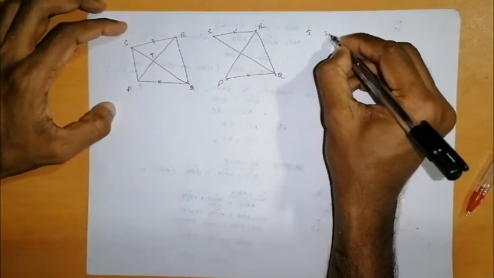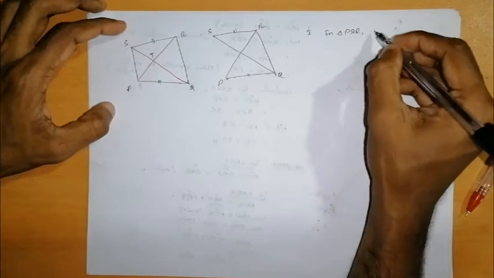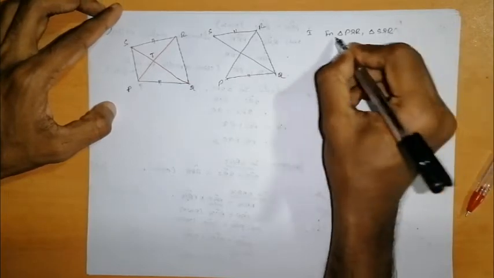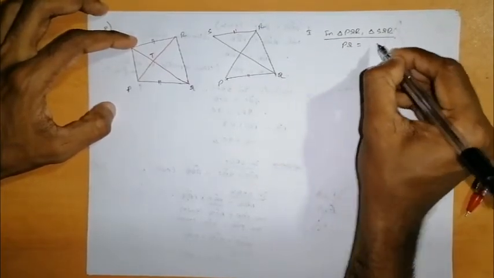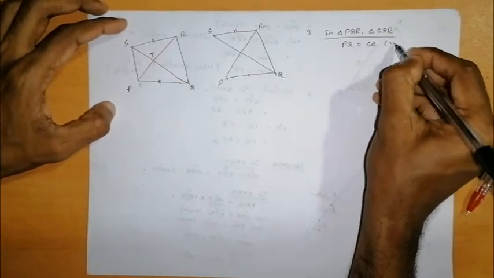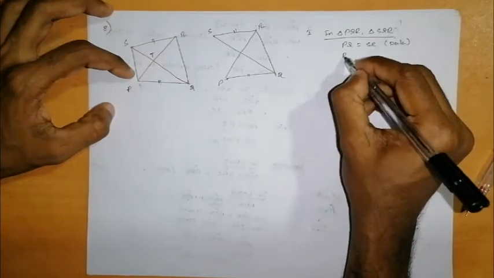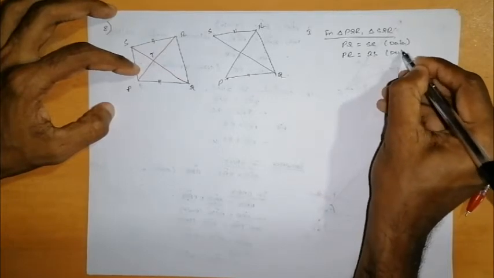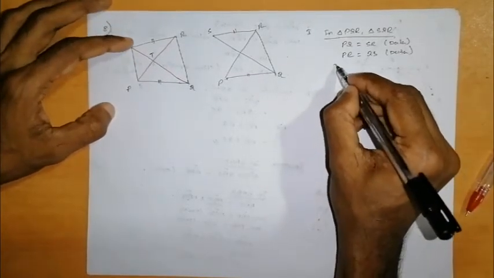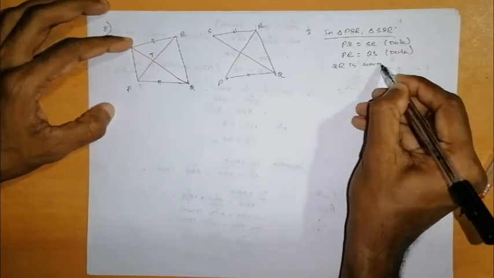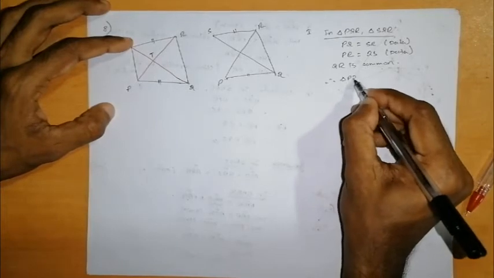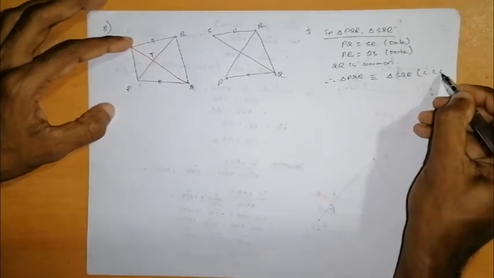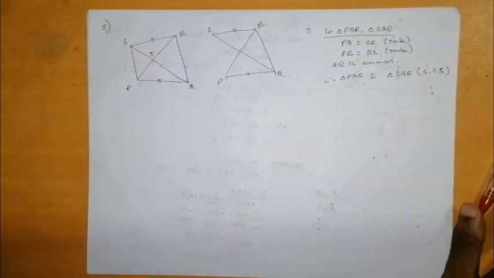So first one, in triangle PQR, triangle SQR, PQ equal SR, that is data, and PR equal QS, that is also data. So two sides are equal. The side QR is common. So therefore, triangle PQR is congruent to triangle SQR under SSS, side, side, side. So that is the first part.